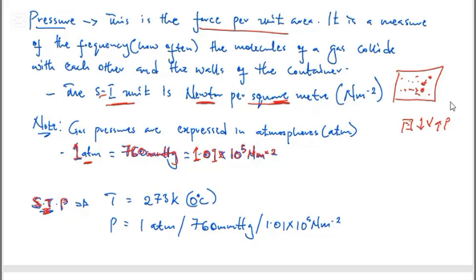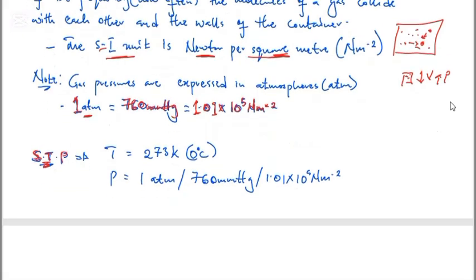So like I told you, if you want to convert from Kelvin to Celsius, you subtract. So if you do 273 minus 273, you get 0. So that is your standard temperature. Then your standard pressure is 1 atm, which is equivalent to 760 millimeters of mercury, which is equivalent to what? 1.01 times 10 to the power 5 Newton per meter square.